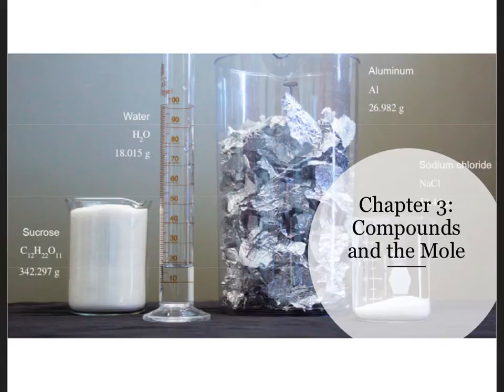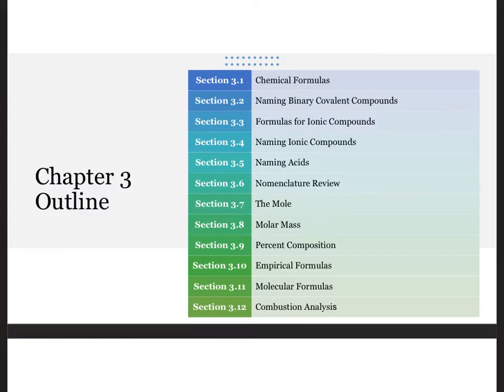In Chapter 3, we'll start discussing compounds and the counting unit we use most in chemistry, the mole. There are 12 sections in Chapter 3. Sections 3.6 and 3.12 won't be covered in class, but it would be time well spent to work through the nomenclature review in 3.6 on your own.